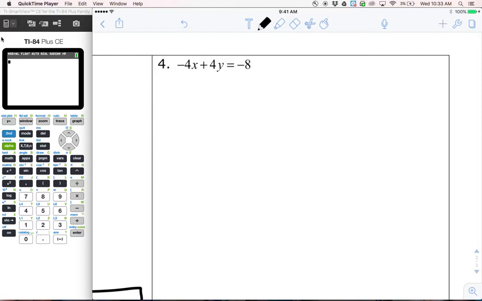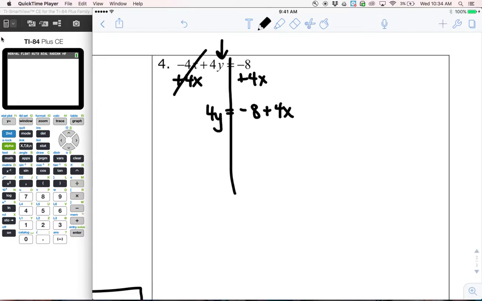All right, I'm getting y by itself again, right? I want to graph. I like y equals. It's really simple to graph from slope-intercept form. Here we go. I'm going to add 4x to both sides, right? Cross it out here. Add it on the right. So now I've got 4y equals -8 plus 4x.